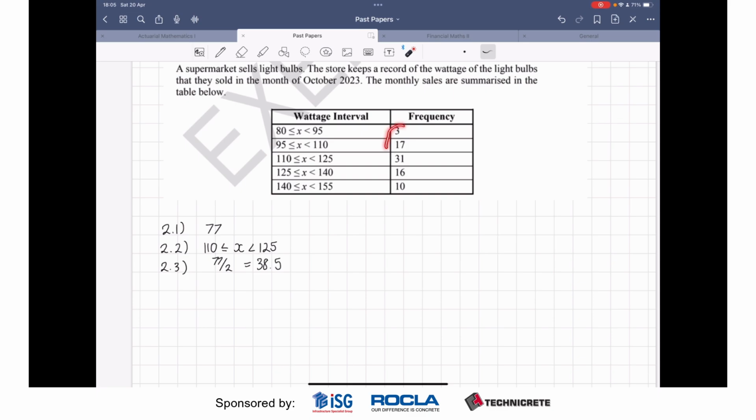So in the first 2 classes, we've only got up to position 20. And then in the first 3 classes, we've got up to position 51. So in the first 2 classes, there wasn't enough to make it 38.5. And then when I add the third class, the 31, then I'm definitely exceeding the 38.5. Which means that the 38.5th position must lie in this class.